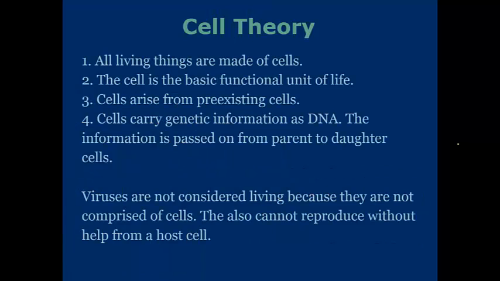The cell theory is basically four tenets that are an overview of what cells are and how they pertain to biological life. The first tenet is that all living things are made of cells. The second is that the cell is the basic unit of life. Third, cells have to arise from pre-existing cells. And last, cells carry genetic information as DNA, which is passed on from parent to daughter cells.